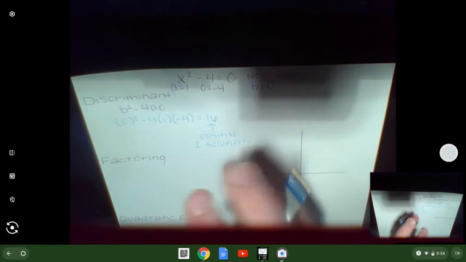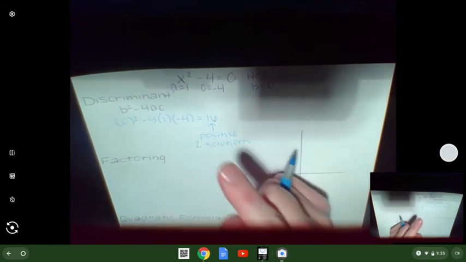A positive discriminant means we are going to have 2 solutions. When we solve this equation, we should get 2 answers. Remember, the discriminant is what's under the square root in the quadratic formula. I can square root a positive number, so I know I'm going to have 2 solutions. And keep in mind, graphically, another name for solutions is x-intercepts or zeros, and we will look at that connection later on.